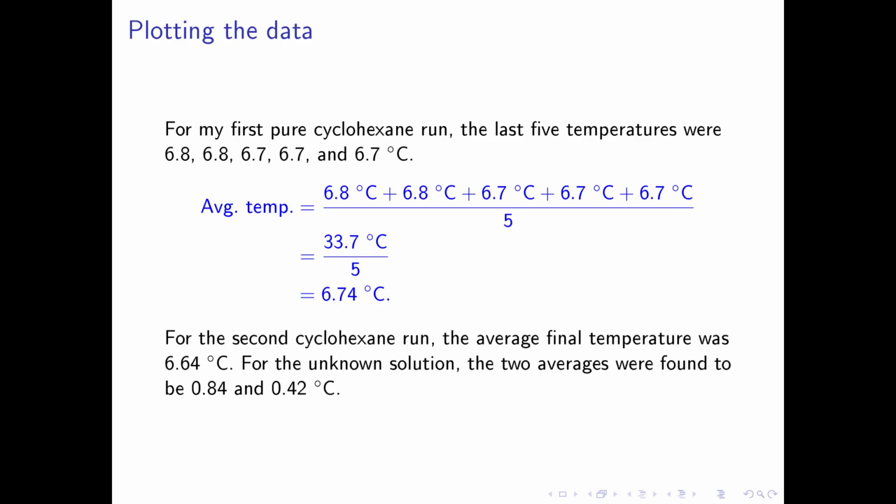This was repeated for the other 3 runs. For the second cyclohexane run, the average final temperature was determined to be 6.64 degrees Celsius. For the unknown solution, the two averages were found to be 0.84 and 0.42 degrees Celsius.